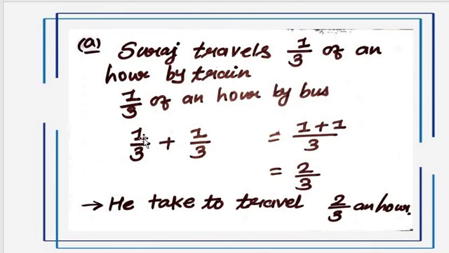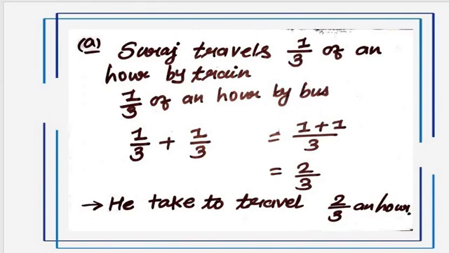2 upon 3, 1 upon 3. 1 upon 3 is equal to 1 plus 1 upon 3 is equal to 2 upon 3. So you take 2 upon 3 of an hour to travel. Understood, my dear students? I hope you all have understood.